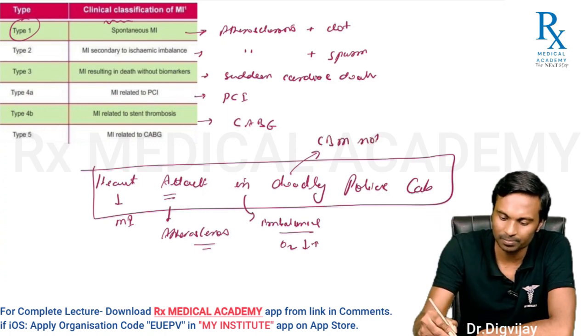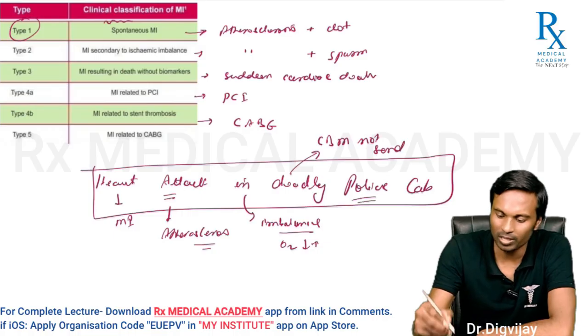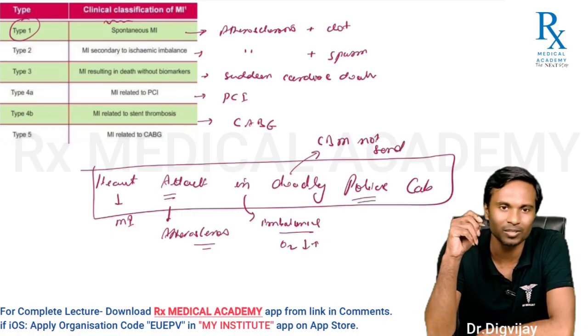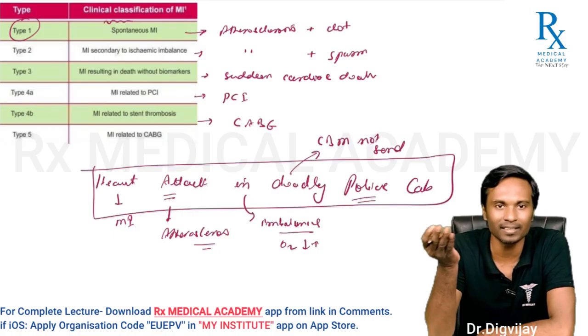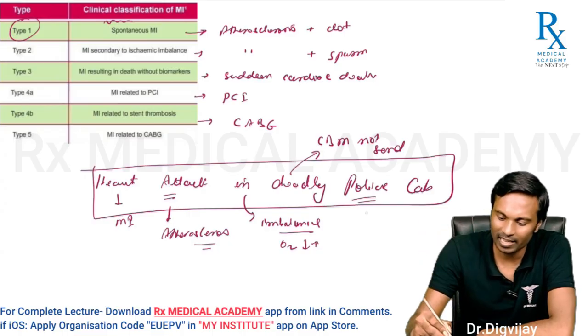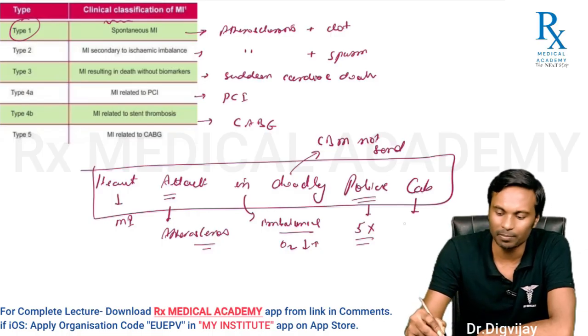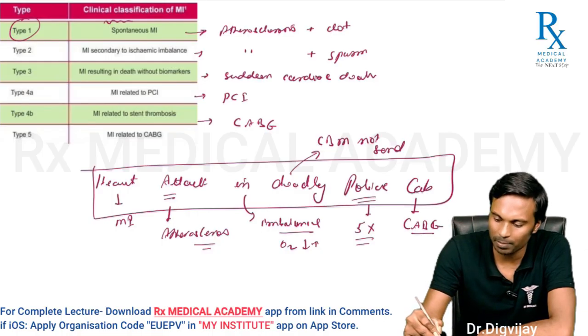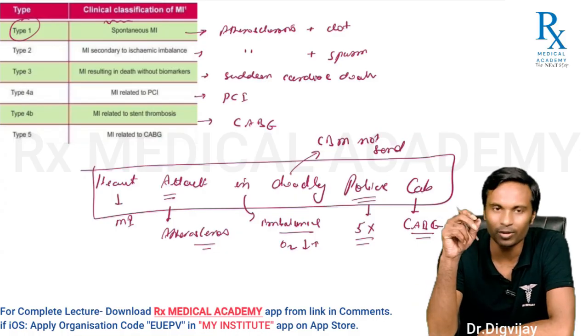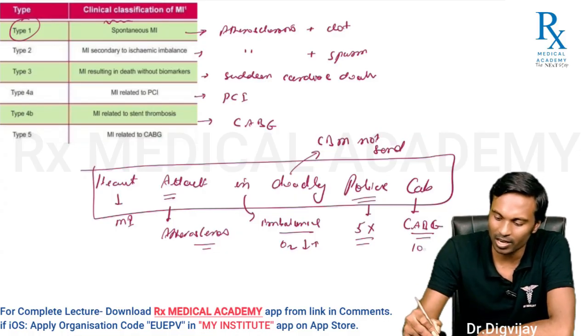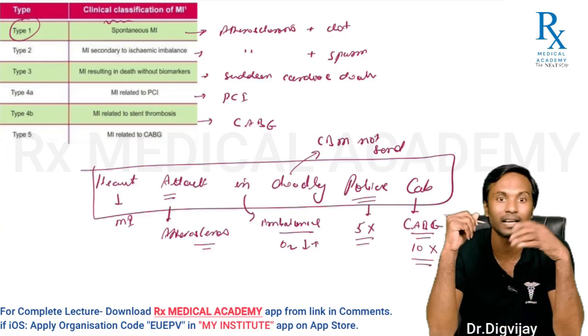Okay, not sent. Whereas in case of police, you can understand that this is related to percutaneous intervention, a complication of percutaneous intervention. And in this case, cardiac troponins will increase 5x from the baseline. And last but not the least, you have CAB. CAB is related to coronary artery bypass graft. This can also lead to iatrogenic myocardial infarction, and now cardiac troponins will increase approximately 10 times.